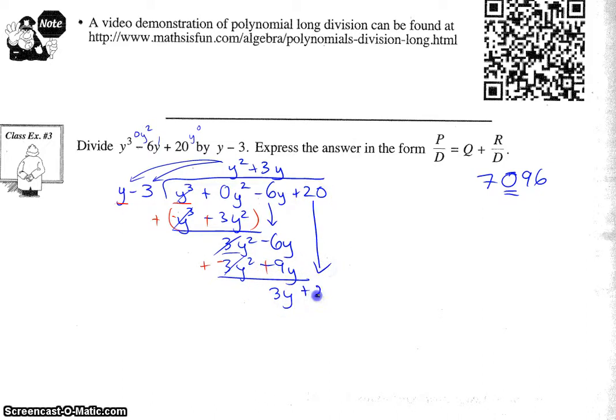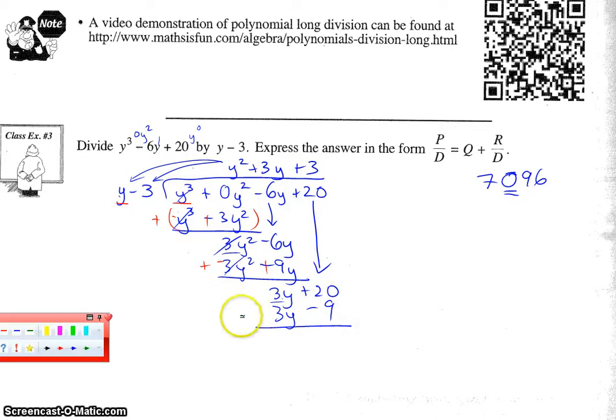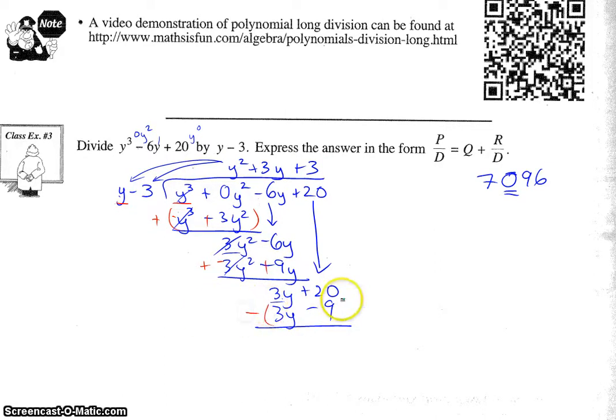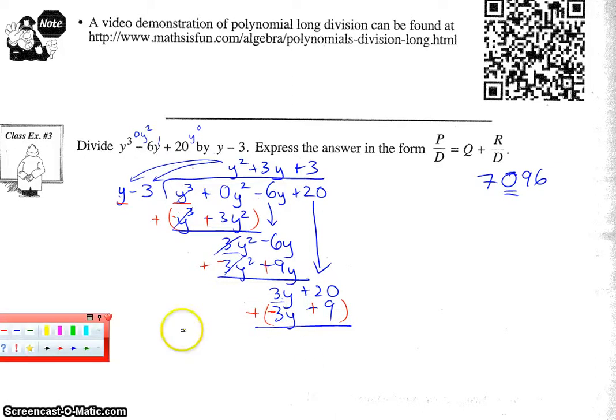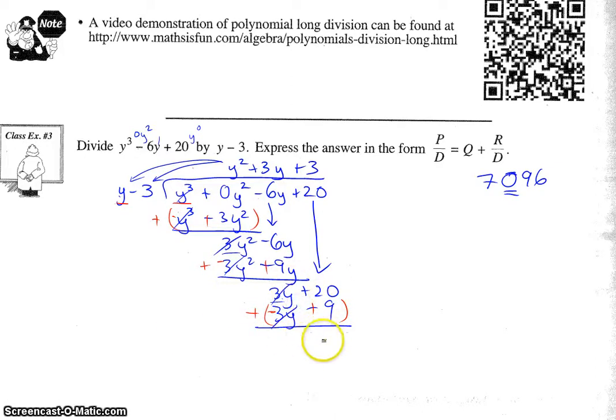Bring the 20 down, plus 20, and do it again. What would I multiply y by to get 3y? And that would be 3, positive 3. Don't forget to write these signs, okay, even if they're positive. Multiply it through, we'd have 3y, 3 times negative 3, negative 9. Okay. Once again, subtract, which is adding the opposite, and we would end up with 20 plus 9, which is 29. And there we go.